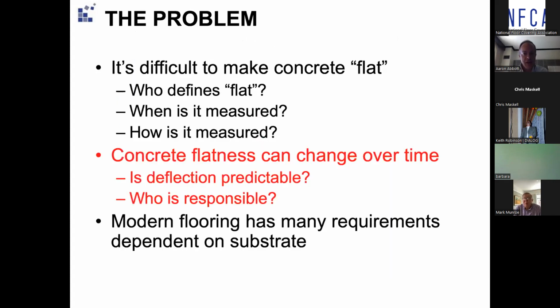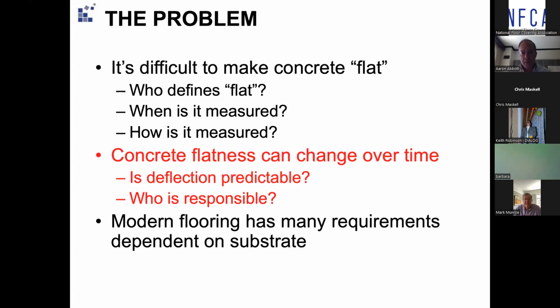Actually, that's metrics. All right, another problem other than the measurement issue is that concrete flatness can change over time. And some of the subsidiary questions here that should be asked is, is deflection predictable? And we're talking about deflection in elevated concrete slabs. But also flatness could change with slabs on grade from other effects, settling or curling. And another question about this change over time is who is responsible?